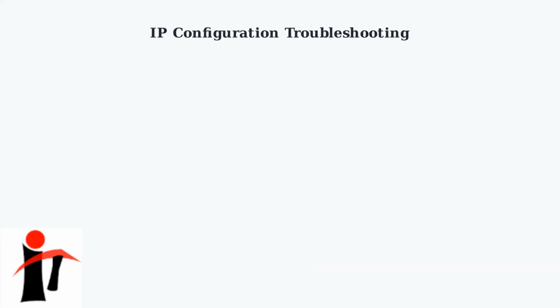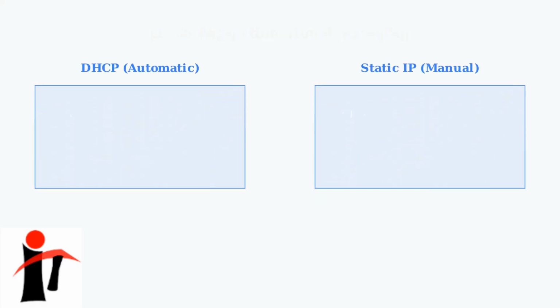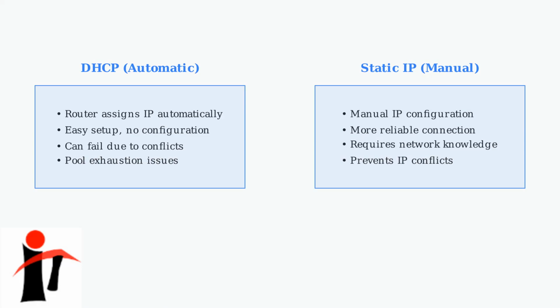When your Ethernet connection appears fine, but your YouView box still cannot connect to the internet, the problem often lies in IP configuration. Understanding how your device gets its network address is crucial for resolving these connectivity issues. YouView boxes typically use DHCP, where your router automatically assigns an IP address. This is convenient but can sometimes fail. The alternative is static IP configuration, where you manually set the network parameters.